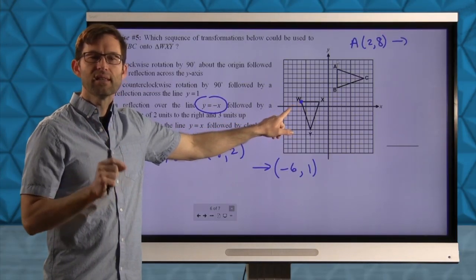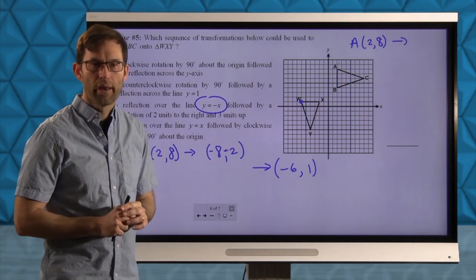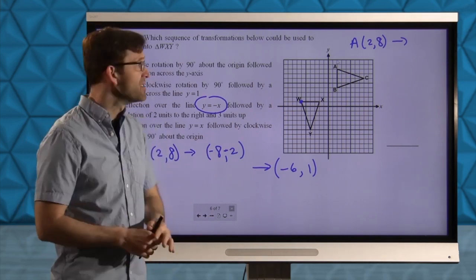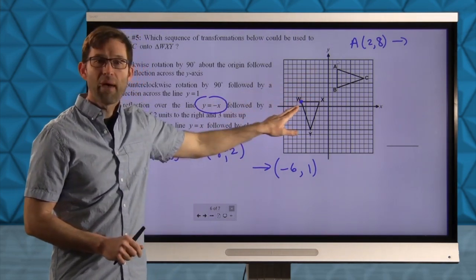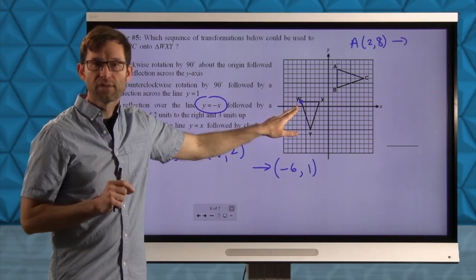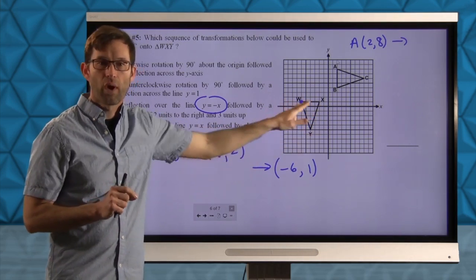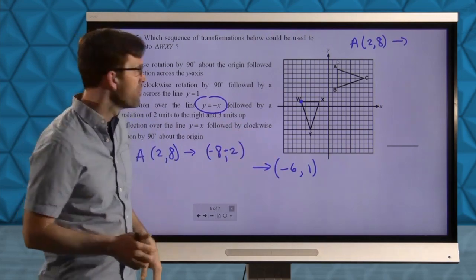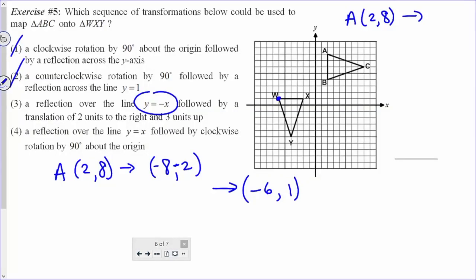Now, it doesn't necessarily mean this is the correct one, but for the first time at least, point A has gotten mapped to one of the points on this image triangle. Let's try point B. Point B is at 2, 4. So let's do that one.